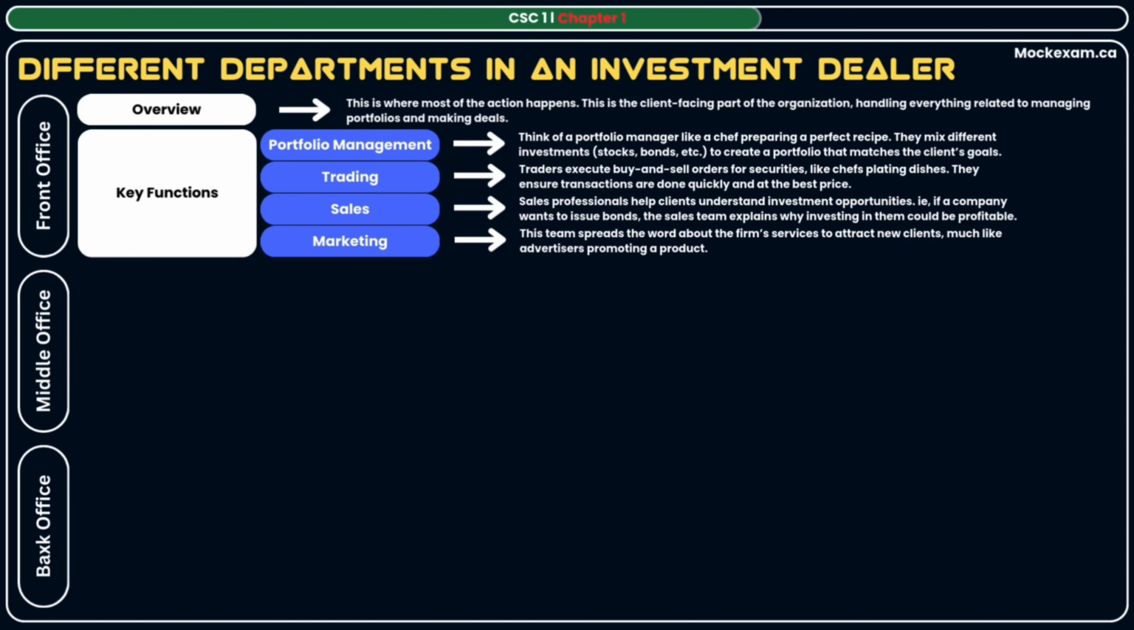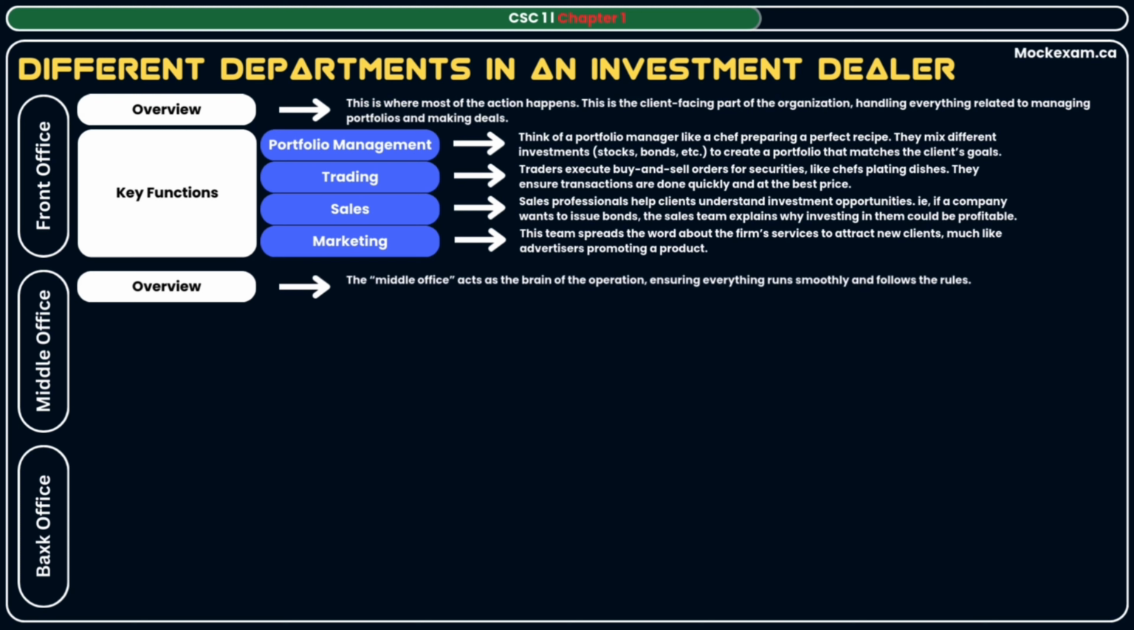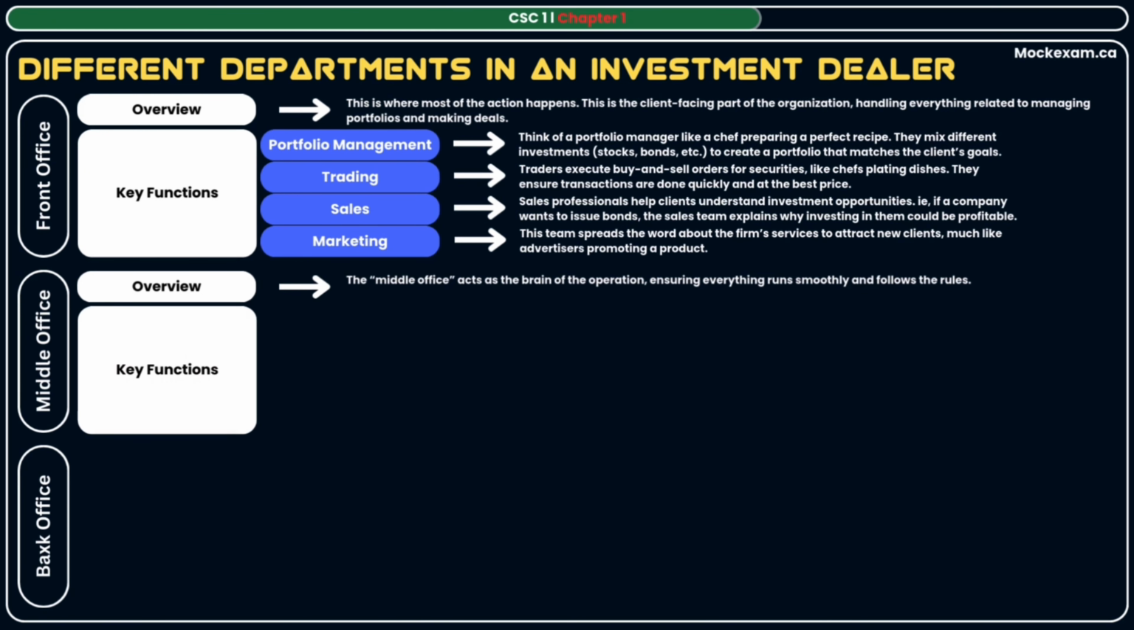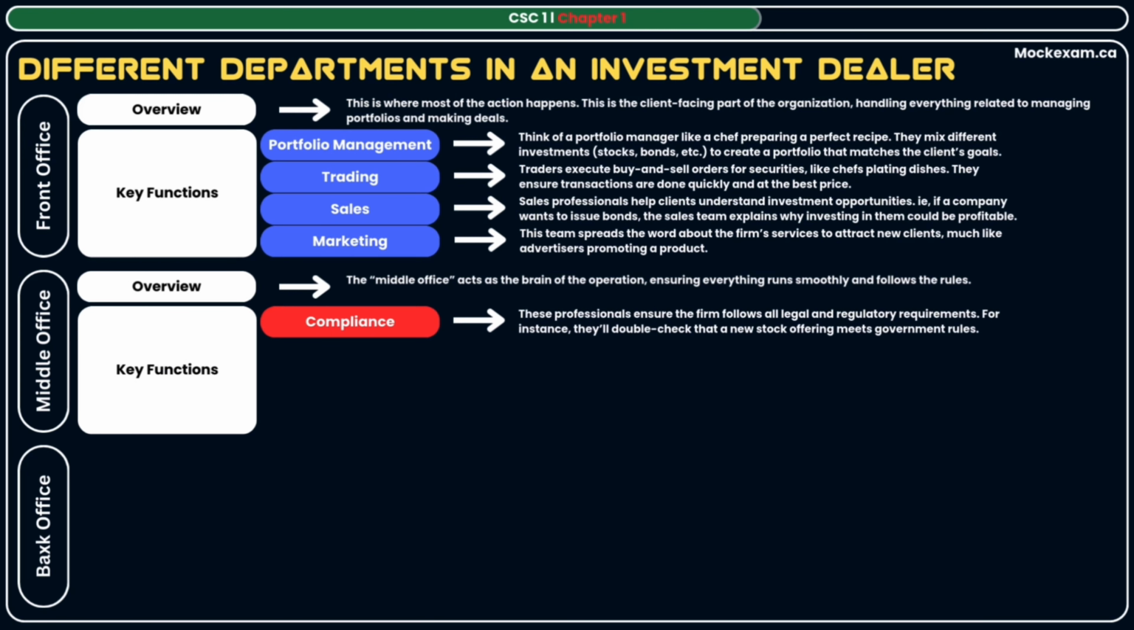Now, let's get to middle office, the watchdog and problem solver. The middle office acts as the brain of the operation, ensuring everything runs smoothly and follows the rules. What are the key functions and activities happening in middle office? Number one, compliance. These professionals ensure the firm follows all legal and regulatory requirements. For example, they will double check that the new stock offering meets government rules.